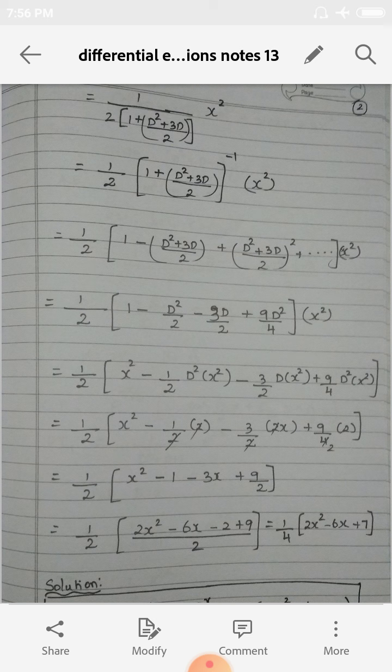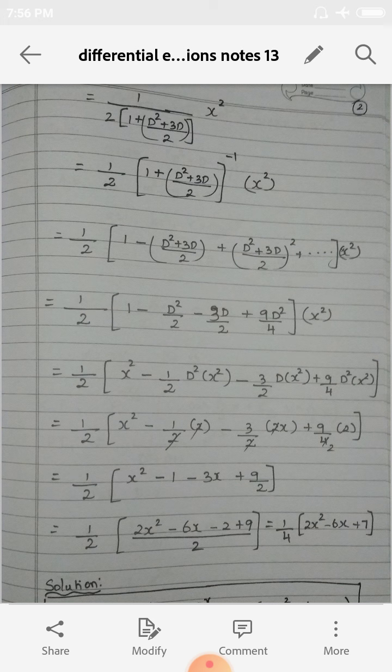Now just separate the terms. So 1 by 2 into the first term, 1 minus d square by 2 minus 3d by 2 plus... So listen to the third term, girls. The third term is (d square plus 3d by 2) the whole square. But looking at the operator on the right hand side, we get only x square. So you have to take up to d square. It is enough to take up to the d square term. Neglect the higher order derivatives. Just neglect the higher order derivatives above d square.